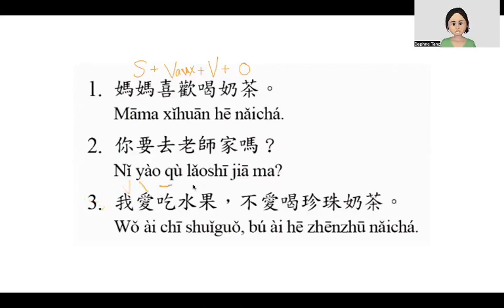我爱吃水果，不爱喝珍珠奶茶。Here, 水果, third tone and third tone. We change the first third tone to second tone, so we pronounce 水果. In this sentence, could you find the auxiliary verb? Yes, 爱.